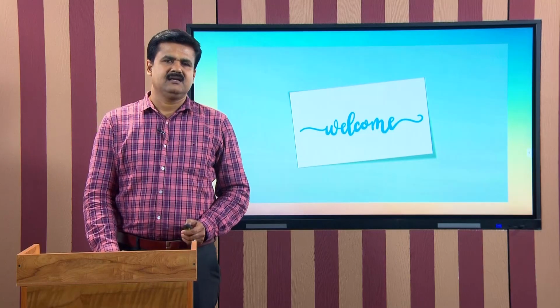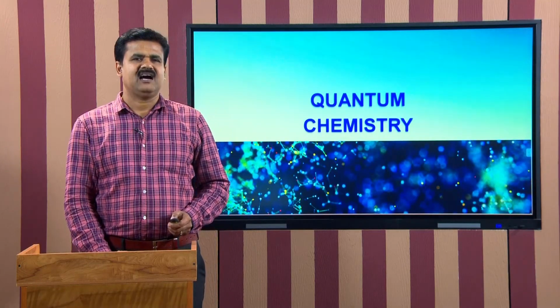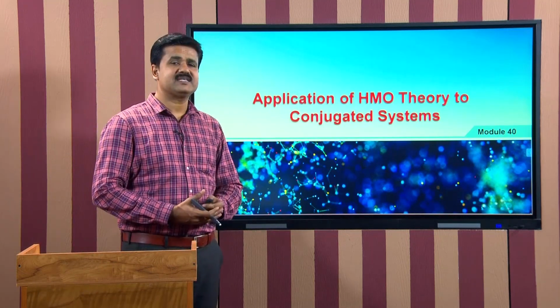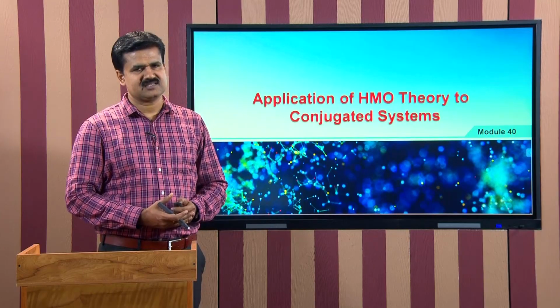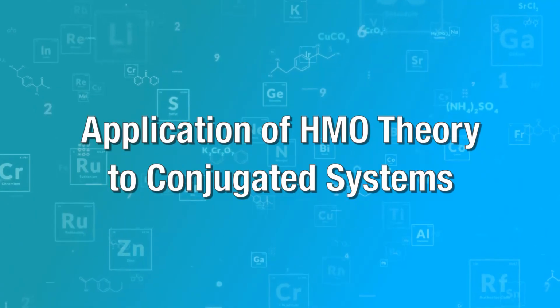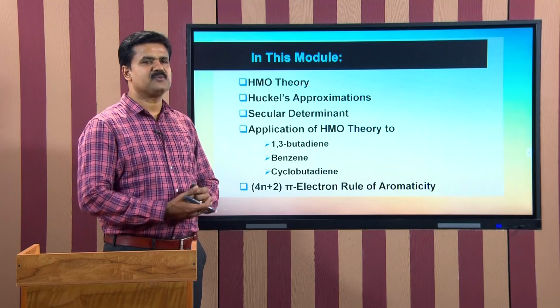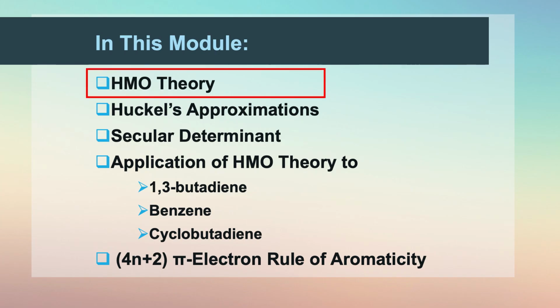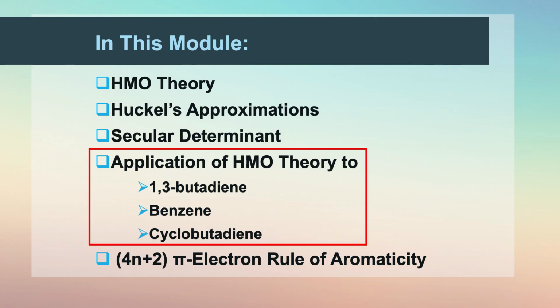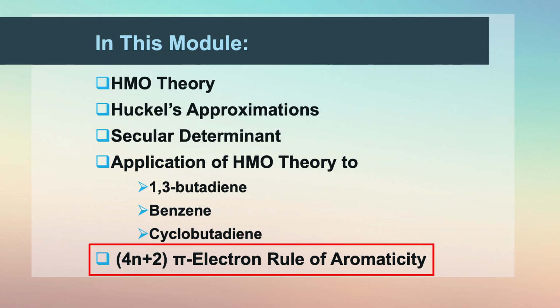Welcome dear learners. We are continuing quantum chemistry and in this module we are discussing application of Huckel molecular orbital theory to conjugated systems. The contents of this module are HMO theory, Huckel's approximations, the secular determinant, application of HMO theory to 1,3-butadiene, benzene and cyclobutadiene. Finally, the 4m+2 pi electron rule of aromaticity.